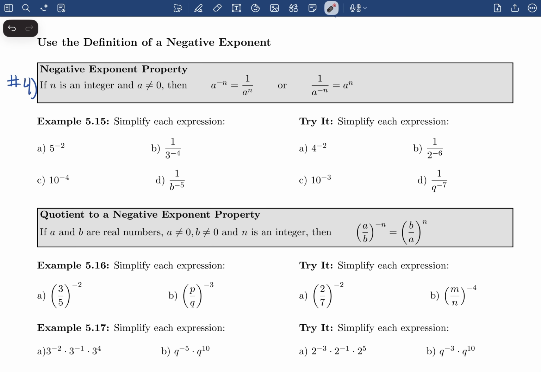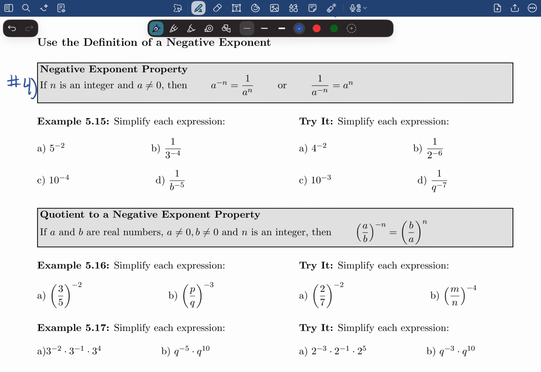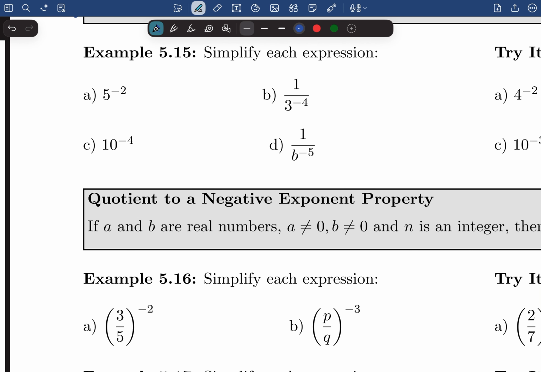Now, let me help you make sense of this. If I have a base with a negative exponent, I can rewrite it as the reciprocal of that. 1 over a to the, and then I can change the negative exponent to become positive. This is the same idea, just written as a reciprocal. So if I see 1 over a to the negative n power, I can rewrite that power as a positive power by taking its reciprocal. Okay, let's see this in action in these coming example pieces.